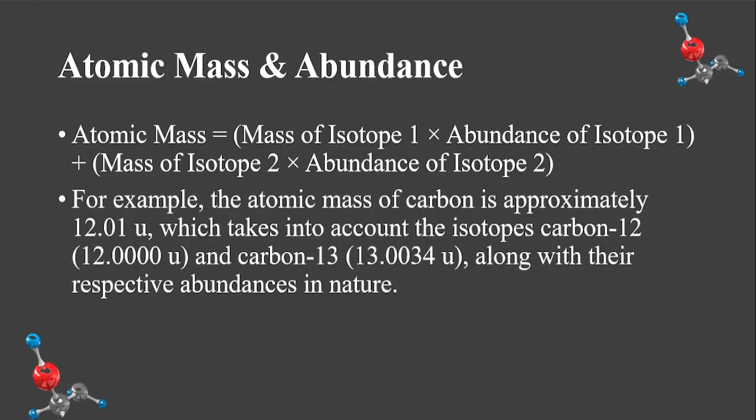For example, the atomic mass of carbon is approximately 12.01 U, which takes into account the isotopes carbon-12, 12.0000 U, and carbon-13, 13.003 U, along with their respective abundances in nature.